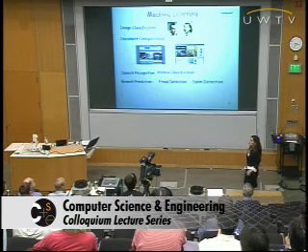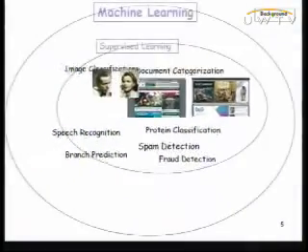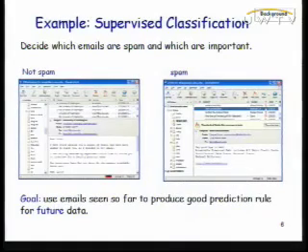So just to start with some background, as a research field, machine learning is concerned with designing programs that adapt from experience. And it is increasingly present in areas of computer science, in applications such as image classification, document categorization, branch prediction, spam detection, and so on. And many of these problems can be modeled by using the supervised learning approach, which is an important paradigm in machine learning. And as a concrete example of a supervised learning problem, imagine that we want to write a computer program to help us decide which email messages are spam and which are important.